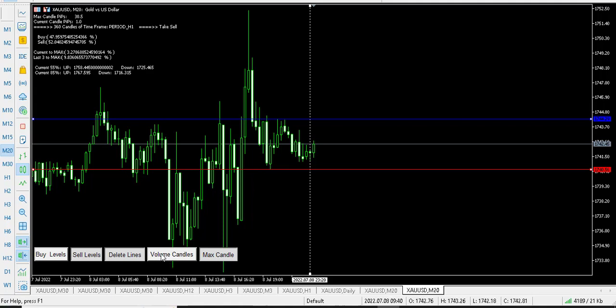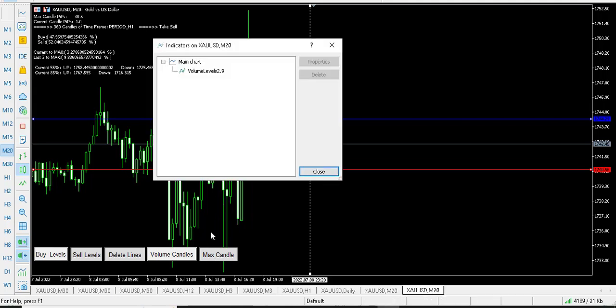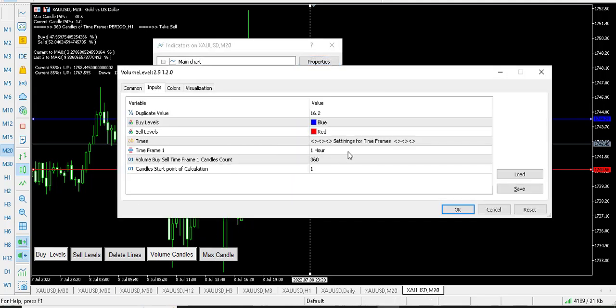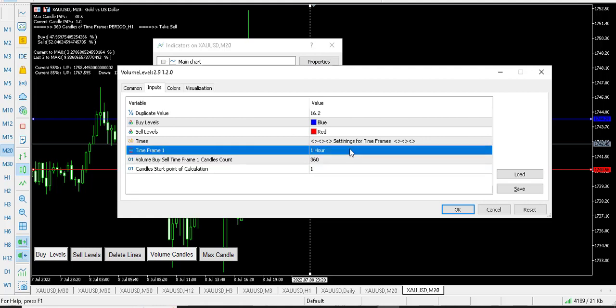Volume candle is a method. Sell and buy levels is another one. The max candle is based on the calculation here. The max candle is also based on information you enter on those three lines.